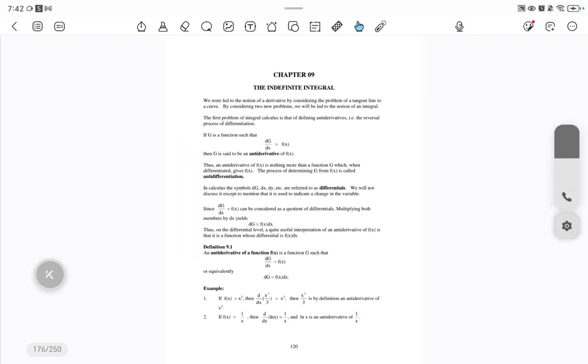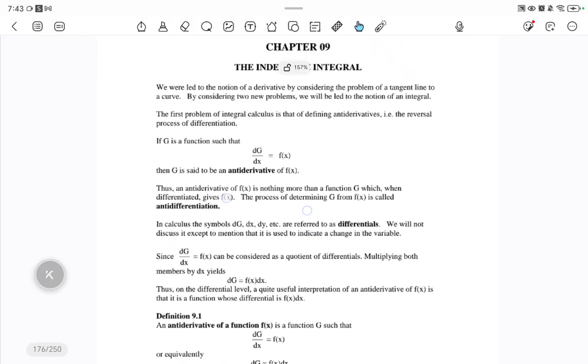Integration for TC. You did what? We didn't do integration for TC, we haven't started yet. All right.